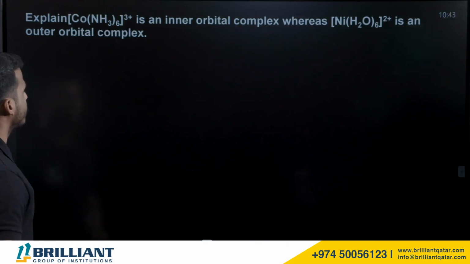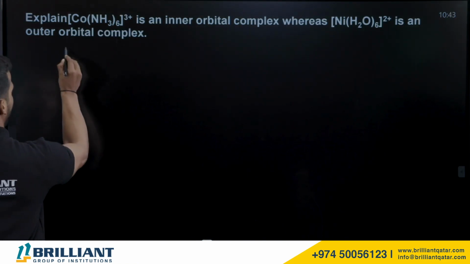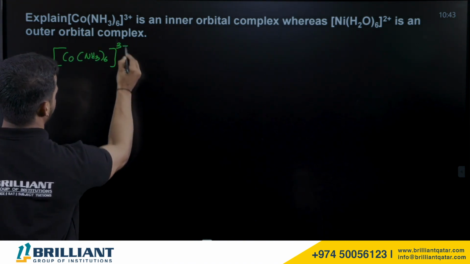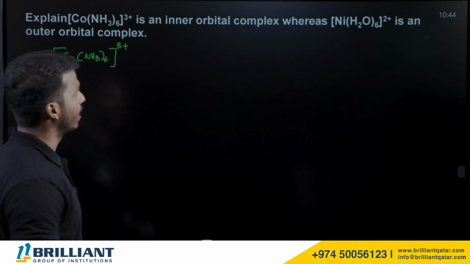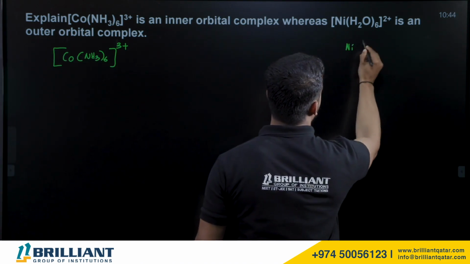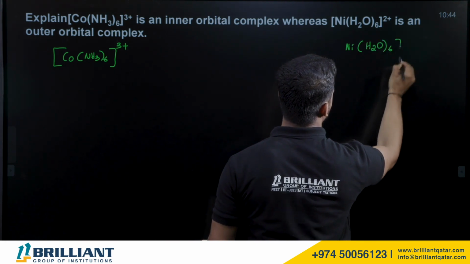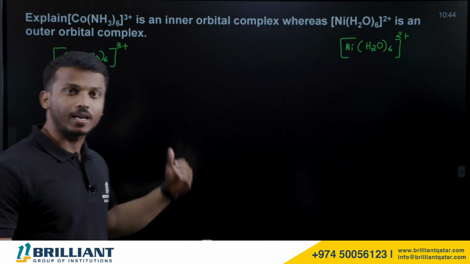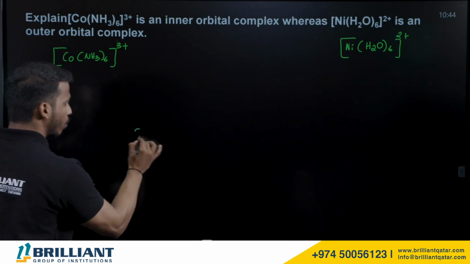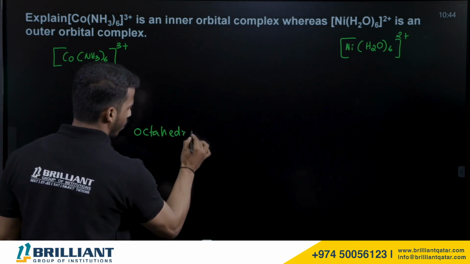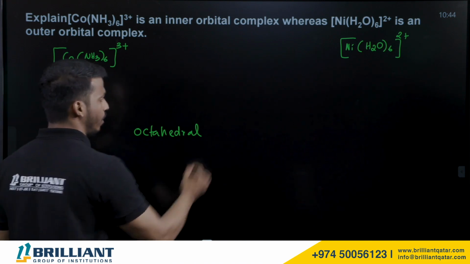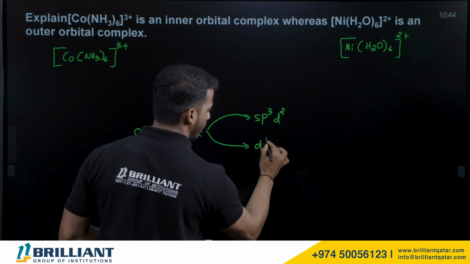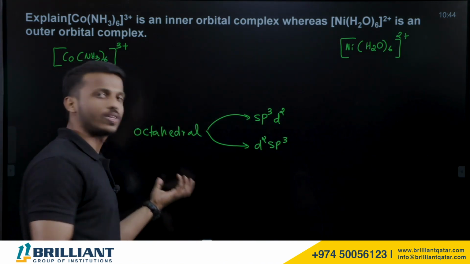Now, explain [Co(NH3)6]3+. We have a complex cobalt with 6 NH3 and overall charge 3 plus, which is an inner orbital complex, whereas [Ni(H2O)6]2+ is an outer orbital complex. Dear all, inner orbital complex and outer orbital complex. We know octahedral complexes. Octahedral geometry we can determine through 2 hybridizations. One is called sp3d2 and the other d2sp3. Both are octahedral geometry.